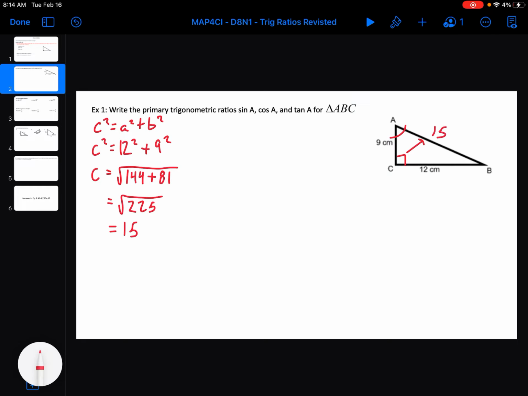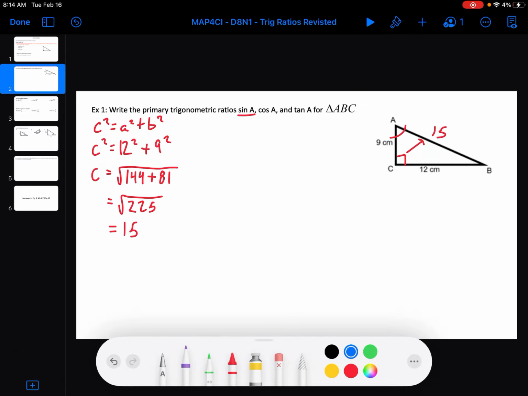Now to do our trig ratios, all we have to actually do is write sine A. So first thing I'm going to do though, is I'm going to label our triangle. We've got hypotenuse. I'm going to write that a little bit clearer. So hypotenuse, go across from angle A, opposite, and then whatever's left has to be adjacent. So we know from SOHCAHTOA, sine is opposite over hypotenuse. So I'm going to write sine A equals opposite over hypotenuse.